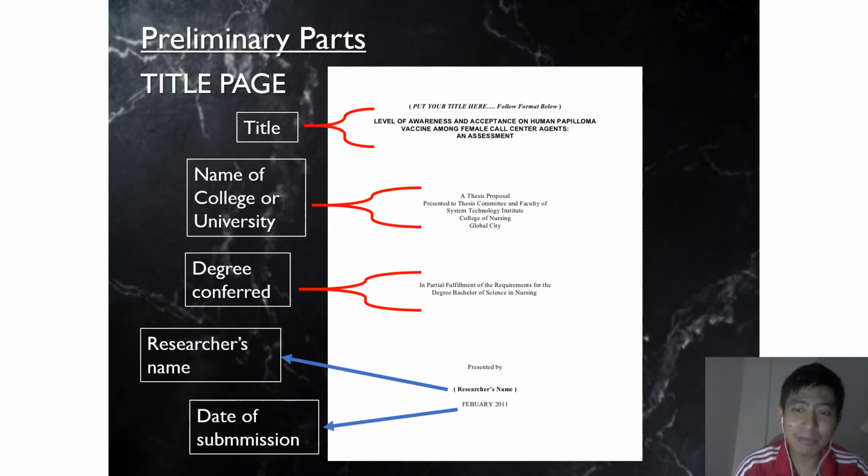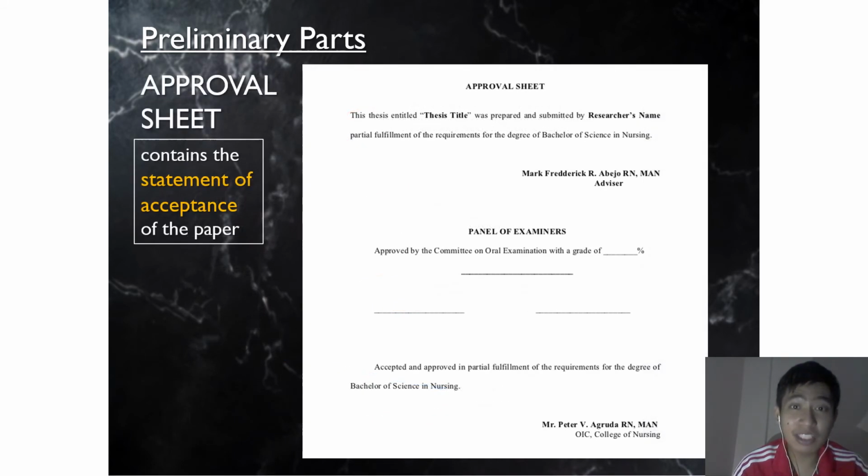So we have the preliminary parts. We have the title page. It has the name of the college or university, the degree conferred, the degree's name, and the date of submission. This is the title page. Then we have the approval sheet. As you can see, it contains a statement of acceptance of the paper signed by the advisor and the panelists. So the grade is pass or fail.